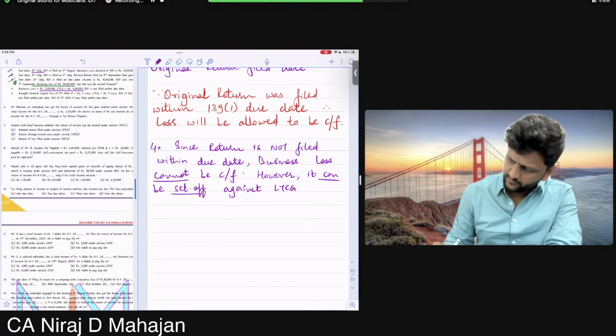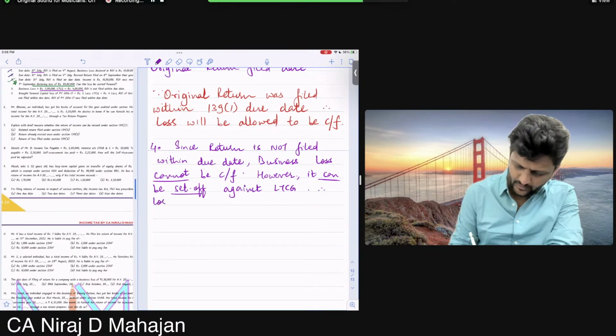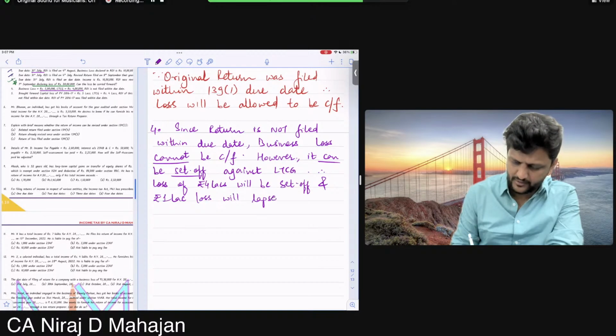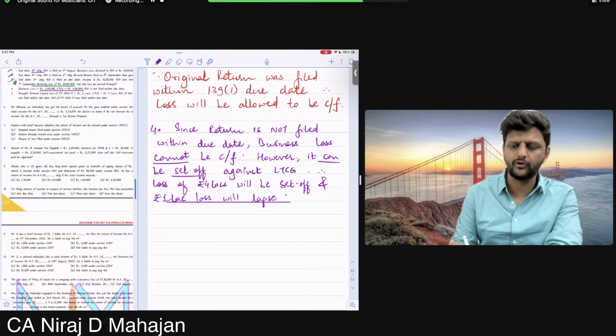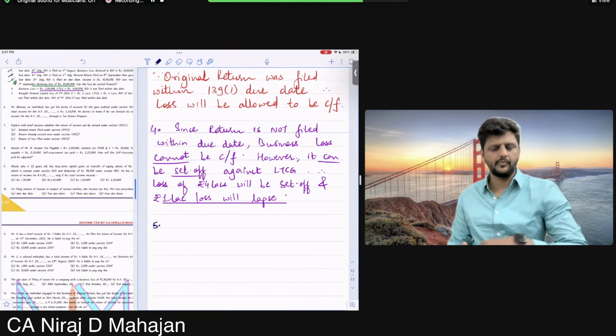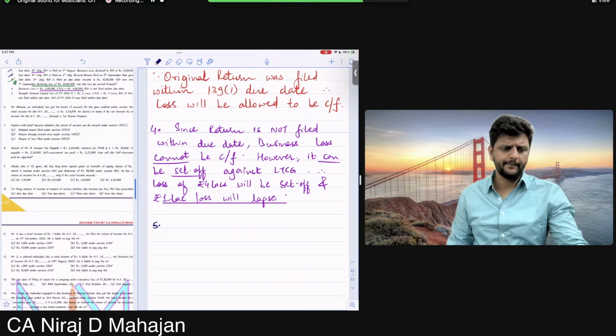Therefore, loss of rupees 4 lakhs will be set off and rupees 1 lakh loss will lapse. Lapse, you understand? Lapse, which means we cannot carry it forward. That loss is now dead loss, you can say, of no use. Done?